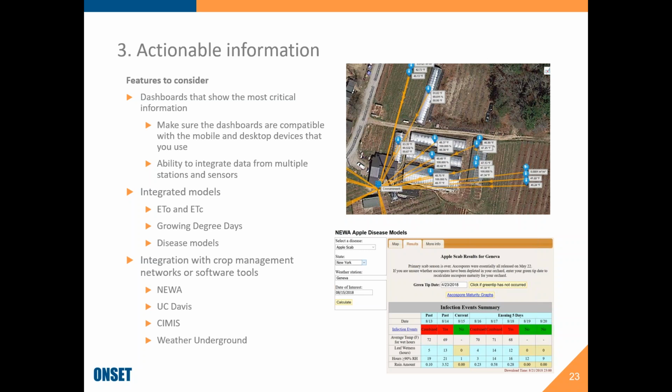UC Davis, CIMIS, which is also in California, Weather Underground. That's not so much for crop management decisions, but it's a popular weather display interface.